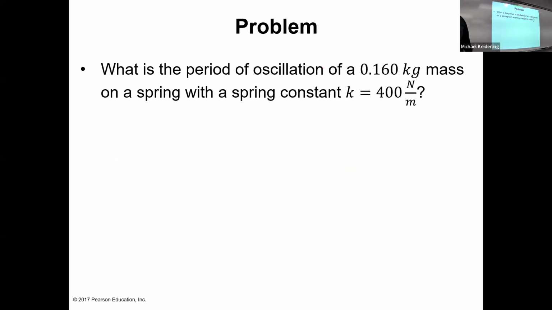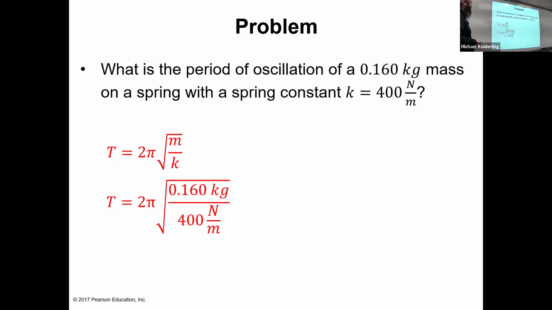And what is the period of oscillation for a 0.16 kilogram mass on a spring with a spring constant of 400 newtons per meter? Well, period is going to be 2 pi square root of mass over k. So T is 2 pi times the square root of 0.16 kilograms over 400 newtons per meter, which is 2 pi times 0.02 seconds. That times 2 pi is 0.126 seconds. Any questions?